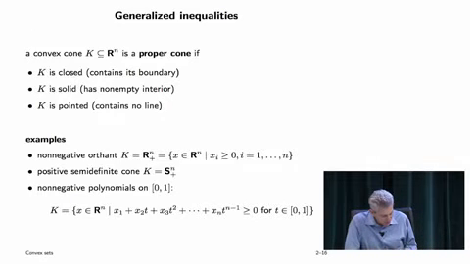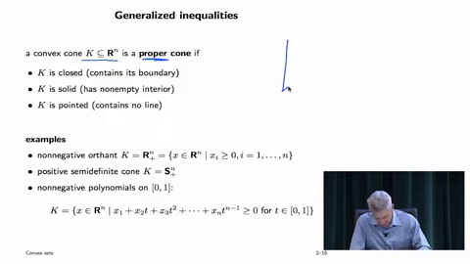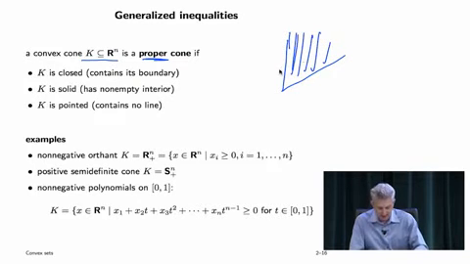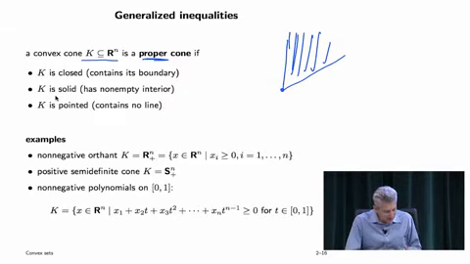So here it is. If you have a convex cone in Rn, it's called proper if it satisfies a couple of things. First of all, it's closed. In other words, I'll draw one in R2. It has to contain its boundary elements. Okay, so it's closed. The other thing is it's solid. So it has to have non-empty interior, right?